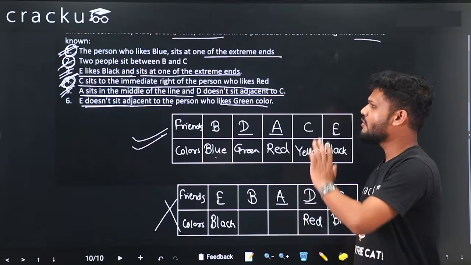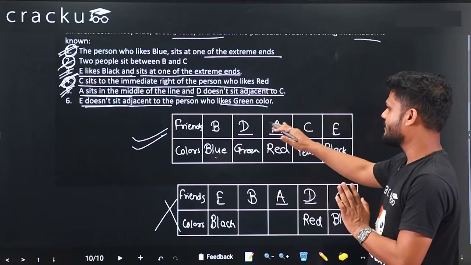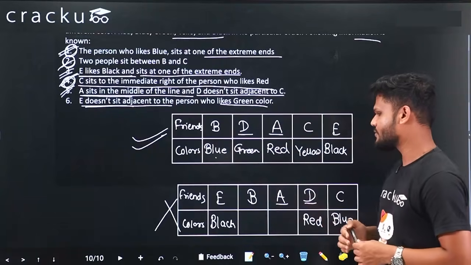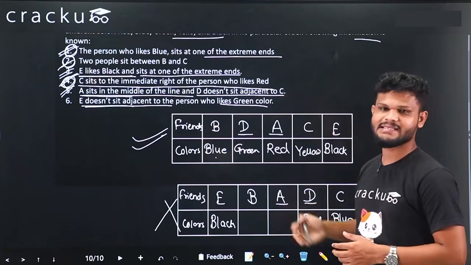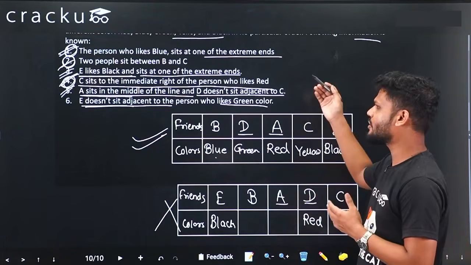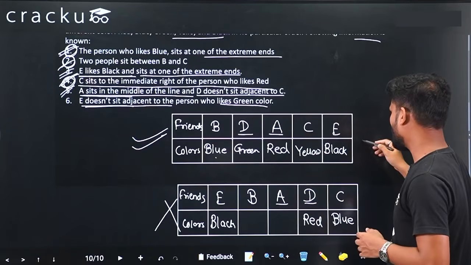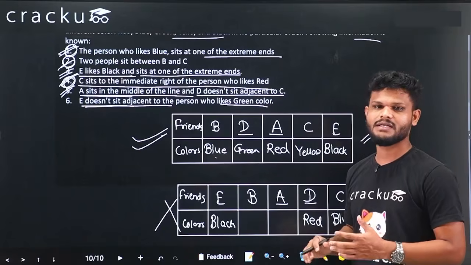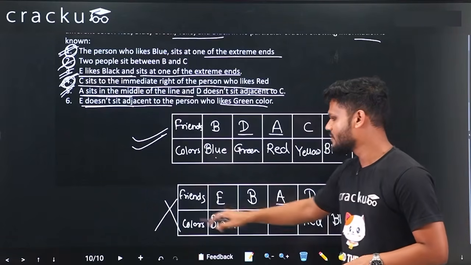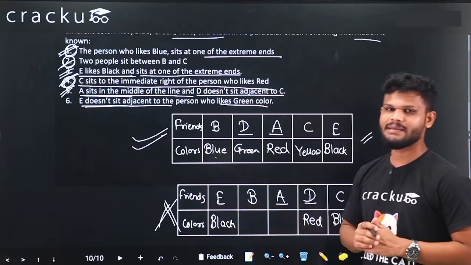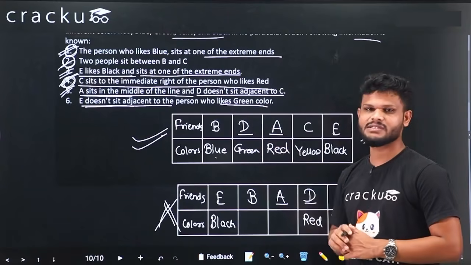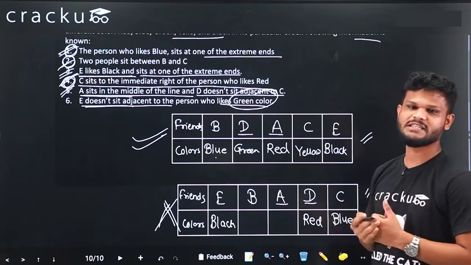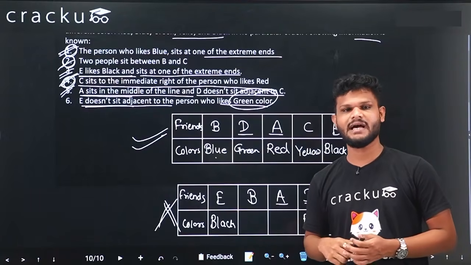What did we do? Whatever the number of people were there, we drew that many blanks and one more row for these attributes. Then we went case by case as there were no direct clues. We made two cases. From there, by going clue by clue, we understood that some cases are not possible. So we crossed them out or made them invalid, and whatever the case was there, we worked on it, and using the clues, we determined who likes which color. So this is how you solve the arrangement sets.